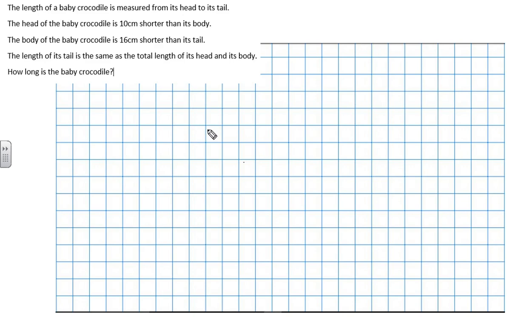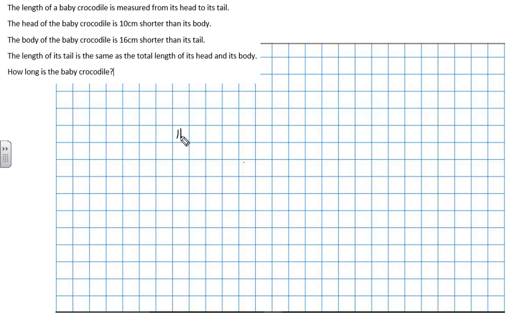Okay, the length of a baby crocodile is measured from its head to its tail. The head of the baby crocodile is 10 centimetres shorter than its body. The body of the baby crocodile is 16 centimetres shorter than its tail. The length of its tail is the same as the total length of its head and its body. Okay, right, I seem to have 3 elements here. I've got a head, a body and a tail. So I'm going to be drawing a bar to represent each of those.